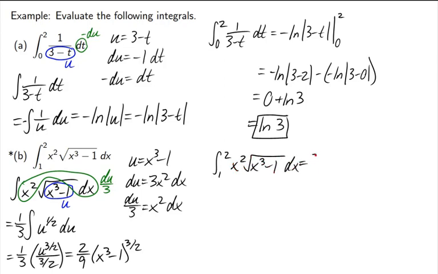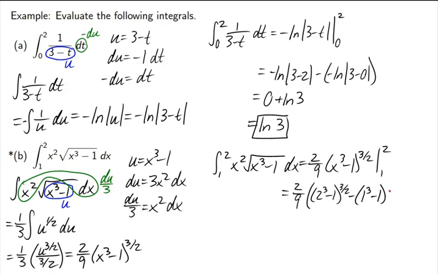I get 2/9 x cubed minus 1 to the 3/2 evaluated from 1 to 2, which is 2/9, and then let's just leave the 2/9 in front, 2 cubed minus 1 to the 3/2 minus 1 cubed minus 1 to the 3/2. We get 2/9 times 7 to the 3/2, and this part is just 0. So this will be my final answer for this one.